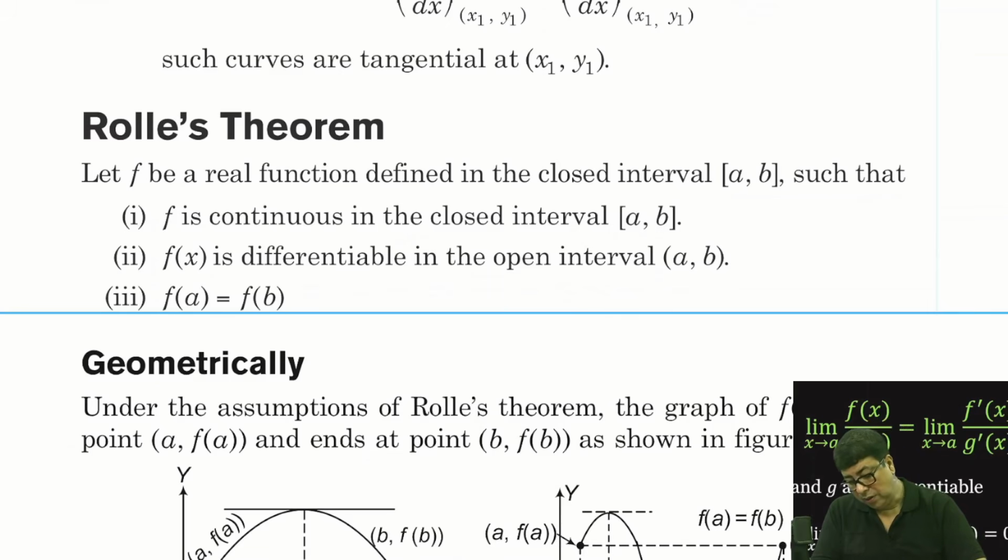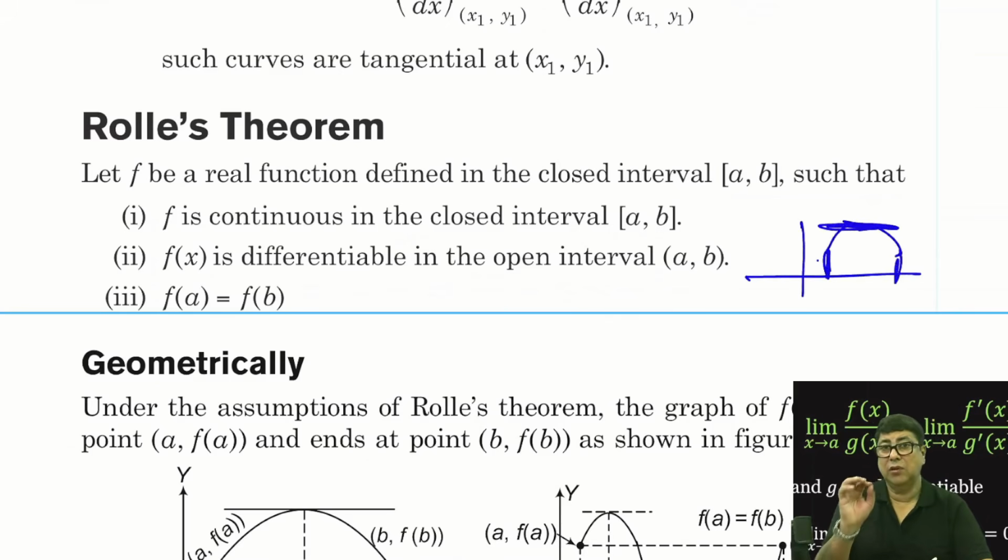Okay, so what is Rolle's theorem? If f(x) is continuous in the closed interval and differentiable in the open interval, and if f(a) equals f(b), then there is at least one value c such that f'(c) = 0. What does it mean? If f(a) equals f(b), so these two heights are the same, there must be one turning point, everybody. This is the main target of Rolle's theorem.